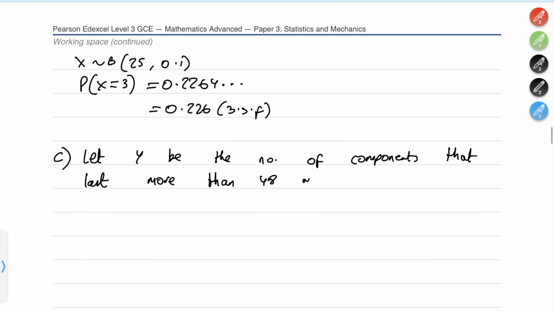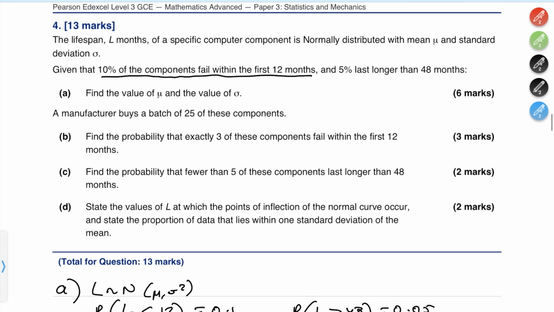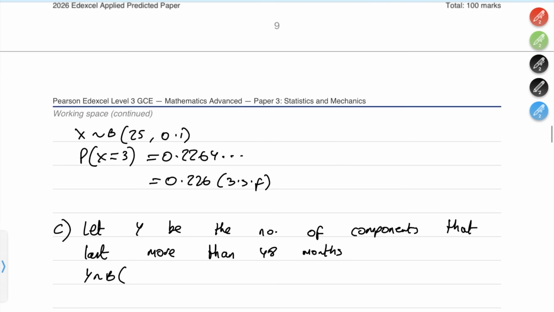More than 48 months. So y is normally distributed, and I believe we have the same sample size of 25, and we know that it's got a probability of 0.05.